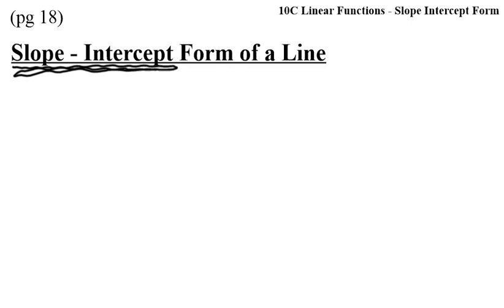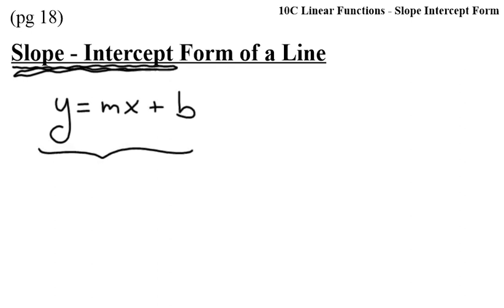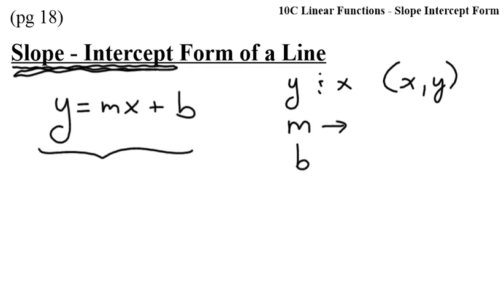Now, on page 18, slope-intercept form of equation, you are going to see this formula quite a bit at this point. That's the equation for any line. The reason being, the y and the x are basically any two points, x, y, on the line. But what's more important to come up with the slope-intercept form of a line is the m and the b.